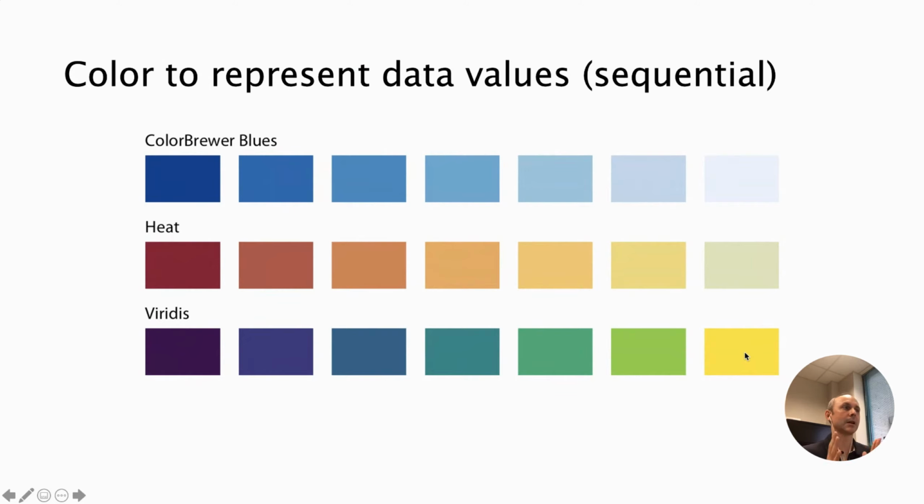If you have a sequential scale, the important thing is that, like here I'm showing you 7 points along the scale, right? And if I take one step, like from here to here or from here to here, I want the change in color to be approximately the same.